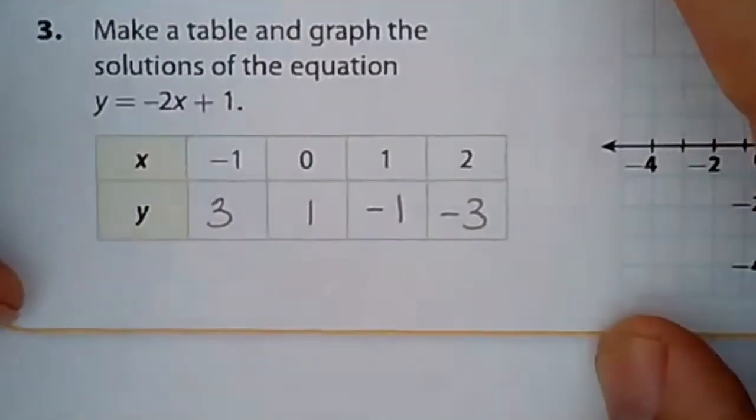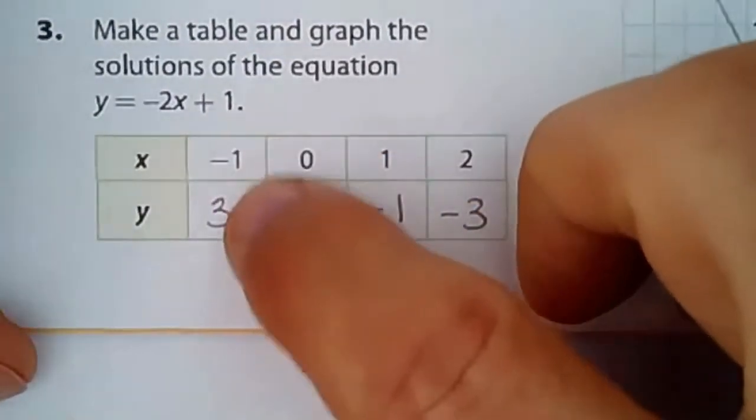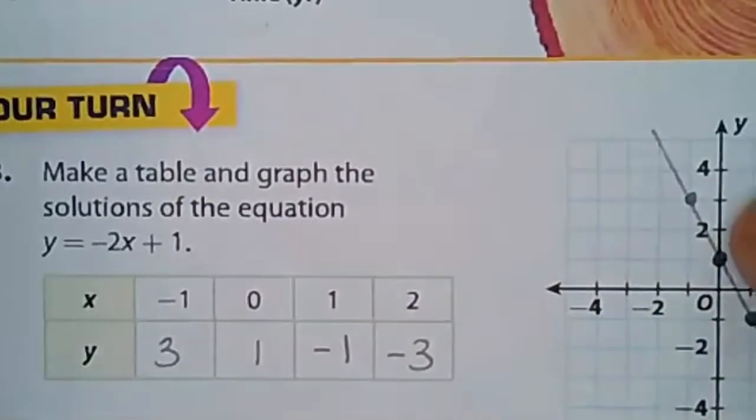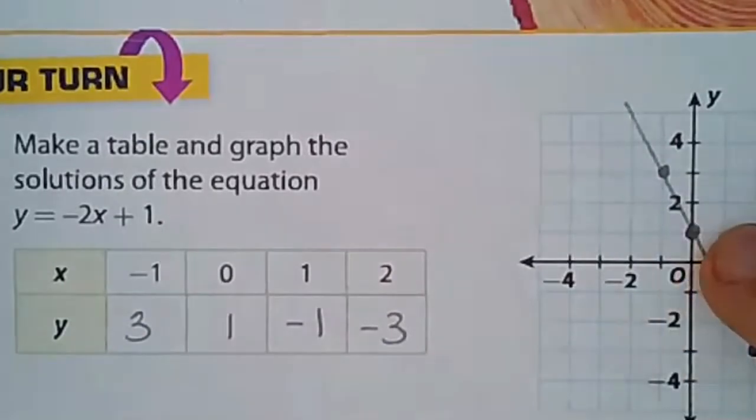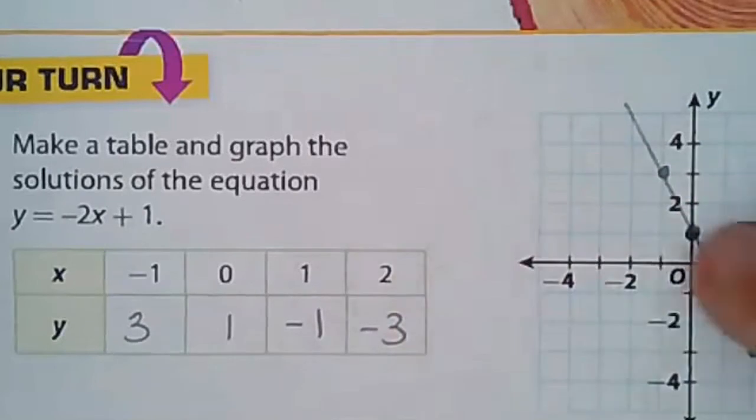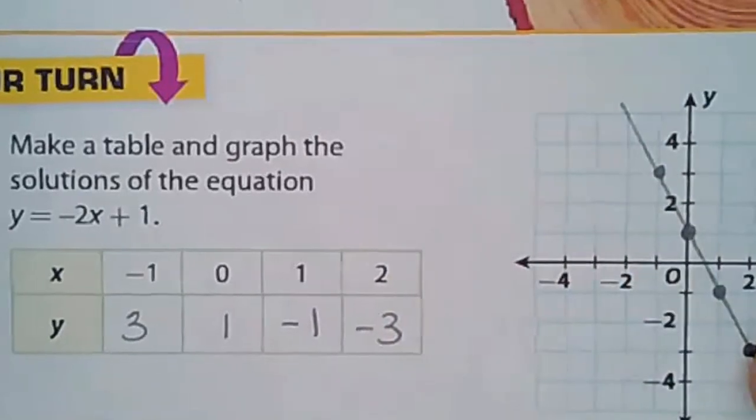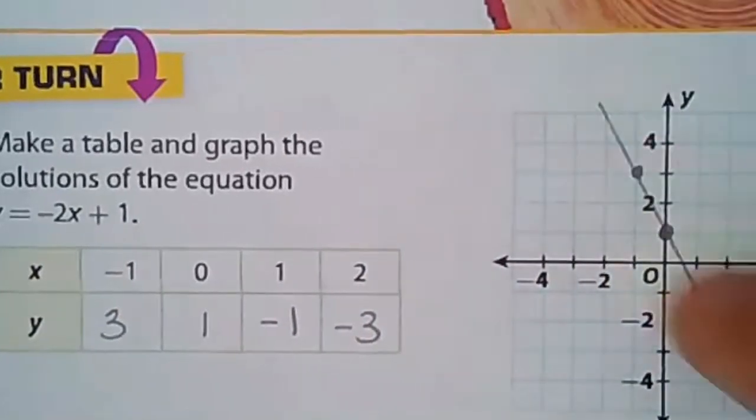And then these are coordinates. -1, 3 is here. 0, 1 is right there. And 1, -1 is there. And 2, -3 is there. And it makes a straight line, linear.